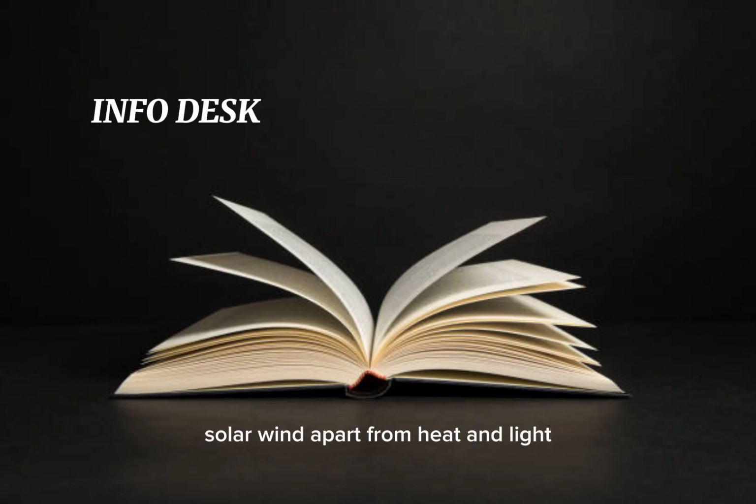Solar wind. Apart from heat and light, the sun also emits a stream of charged particles called the solar wind. These particles, mainly electrons and protons, are continuously released from the sun's outer atmosphere into space. The solar wind interacts with Earth's magnetic field and can cause phenomena such as the northern lights, aurora borealis.